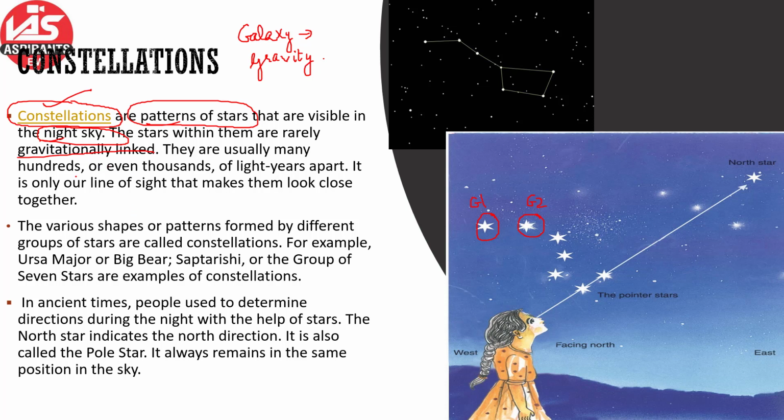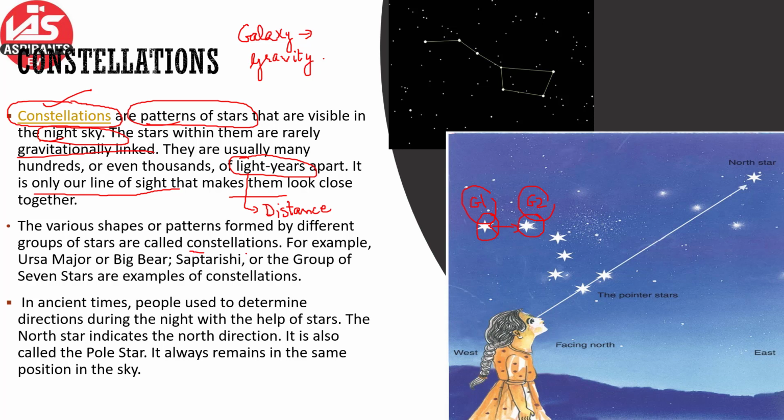So remember that it is only our line of sight that makes them look close together. It does not mean that they are very close together. It can be the case that one of the stars lies in galaxy 1, another one in galaxy 2, so they are thousands of light years apart. Light years. So what's a light year? A light year is the distance that light travels in 1 year. So by the name itself you can guess, a light year is the distance that light travels in 1 year.